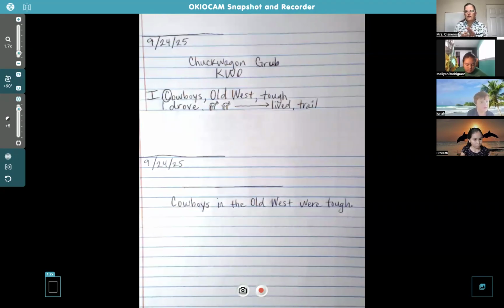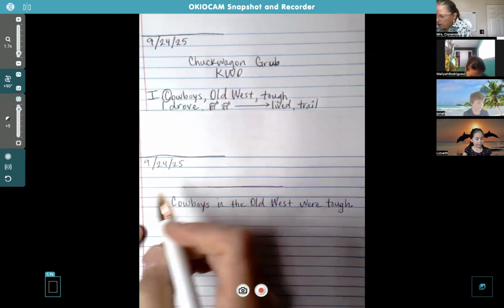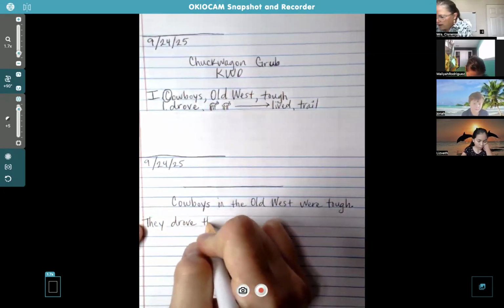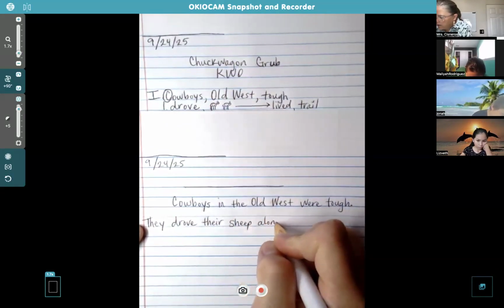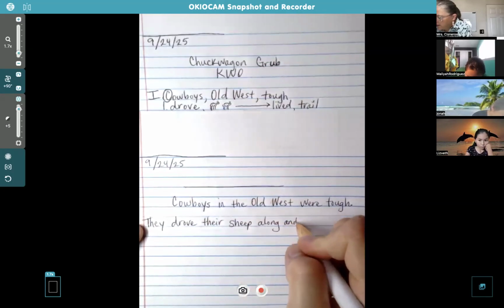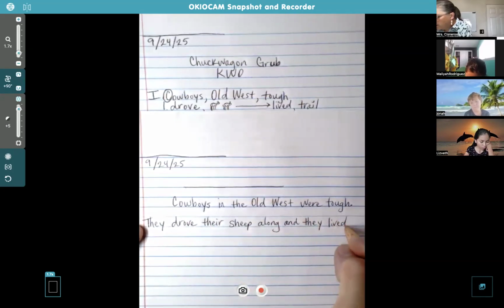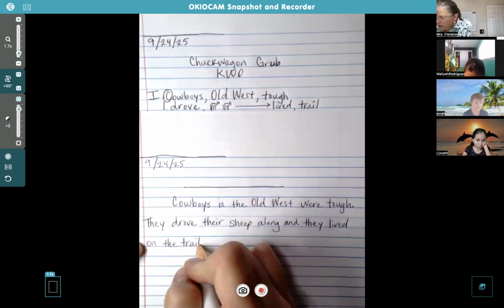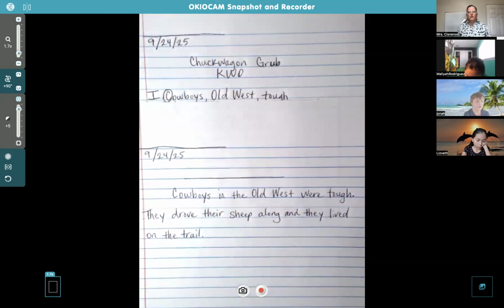That works. If you guys have a different way of putting it, you can make your own sentence here, okay? So I'm going to write Jonah's sentence. And make sure you guys skip lines. Don't forget that. They drove their sheep along and they lived on the trail. And if you guys want to do it different and use the word herds like they did in the story, that's okay too. Don't forget to double space.